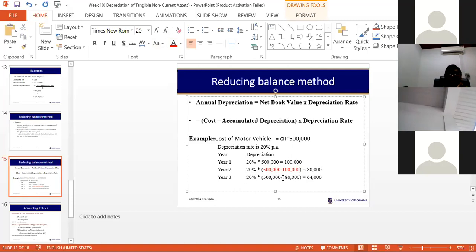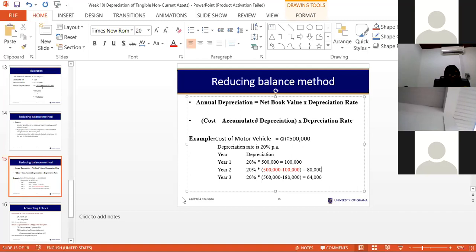So in year 3, if we want to find the accumulated depreciation, it is the depreciation in year 1, which is 100, plus the depreciation in year 2, which is 80, giving us 180. Then we take that from the cost of the asset to give us the net book value. And then we multiply the rate to give us our new depreciation rate.